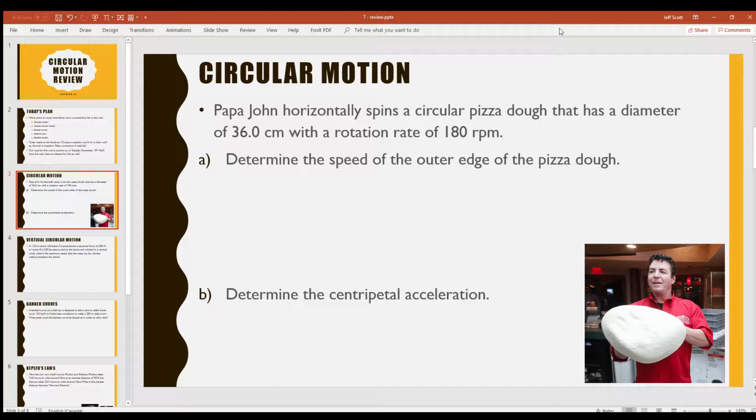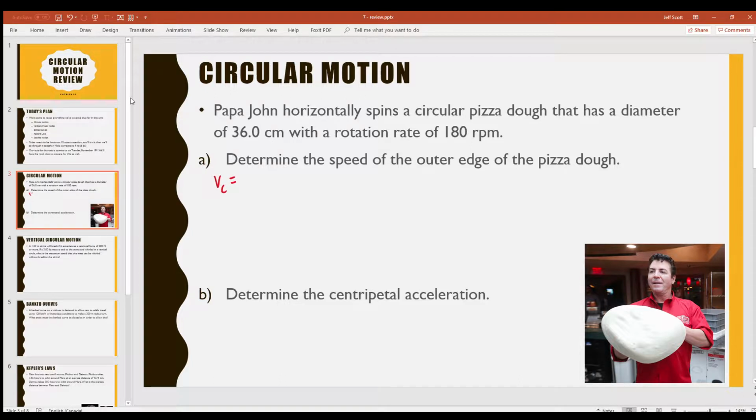Okay, so we're going to go over this question now together. Papa John horizontally spins a circular pizza dough that has a diameter of 36.0 centimeters with a rotation rate of 180 RPMs. Remember, RPM stands for rotations per minute, and it's a measure of frequency. So part A is saying determine the speed of the outer edge of the pizza dough. Basically what that means is we need to be determining our VC, in other words, our centripetal velocity.